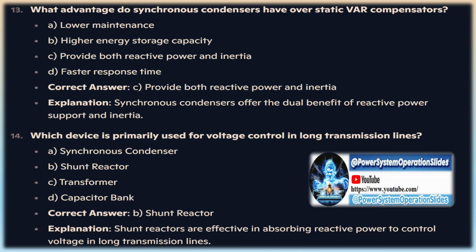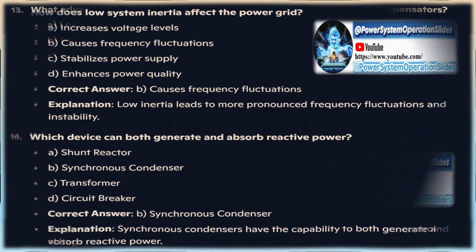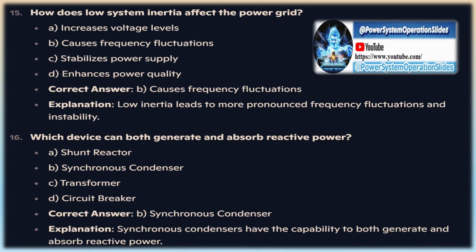They provide inertia to the power system, which is vital for stabilizing frequency fluctuations, particularly in grids with high renewable energy penetration. The amount of reactive power they provide can be continuously adjusted by varying the field excitation, making them highly adaptable to varying grid conditions. Ideal for grids with significant renewable energy sources, where dynamic reactive power support and inertia are necessary to compensate for the intermittent nature of renewables.